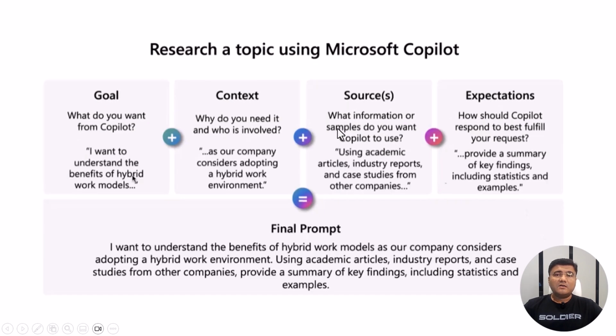You can see I've created a prompt in which my goal is I want to understand the benefits of a hybrid work model. And then I'm specifying a context as a company considers adopting a hybrid work environment. Then I'm saying the sources will be using academic articles, industry reports, and case studies from other companies. And then I'm saying clear expectations that provide a summary of key findings, including statistics and examples. This is also going to be counted as a good prompt, and after that, I can do further iterations.